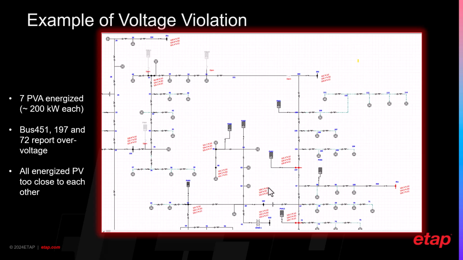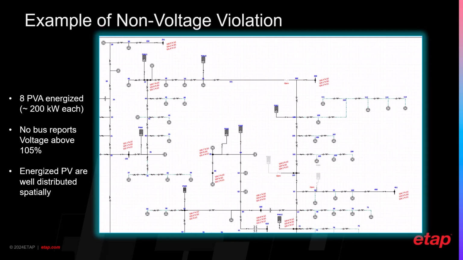And in this case, when you turn on 7 out of the 10 PV that are placed, you end up with some overvoltage in certain buses. As you can see, bus 451, bus 197, bus 72 report overvoltage. And a part of this reason is a lot of the PVs are a little too close to each other. So this puts the voltage profile of the system in an unfavorable position. However, in this case, we have one more PV that's brought into service, 8 instead of 7, but you still do not have voltage problems. And the reason is that they're a little more distributed than they were before.